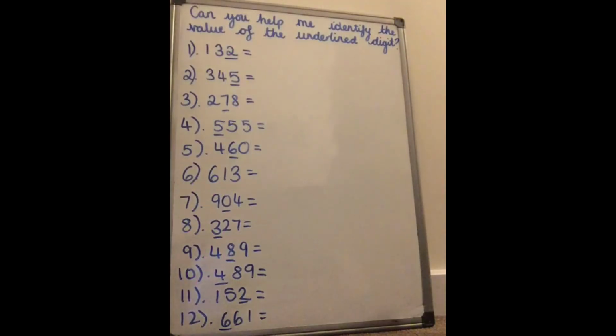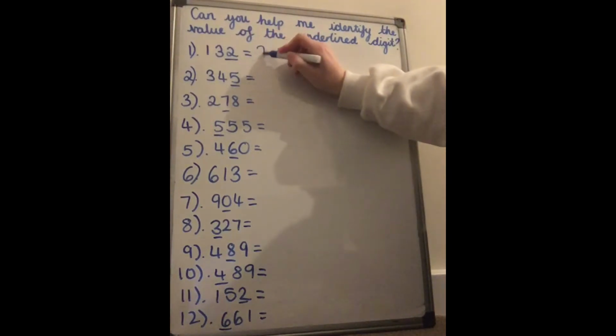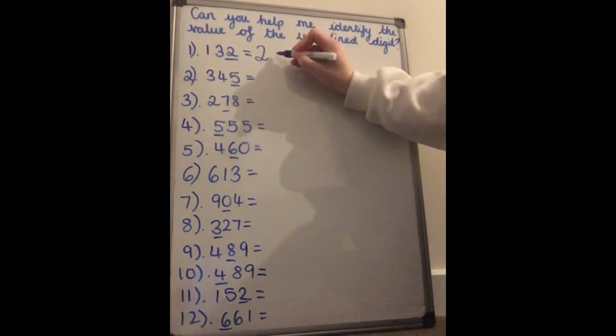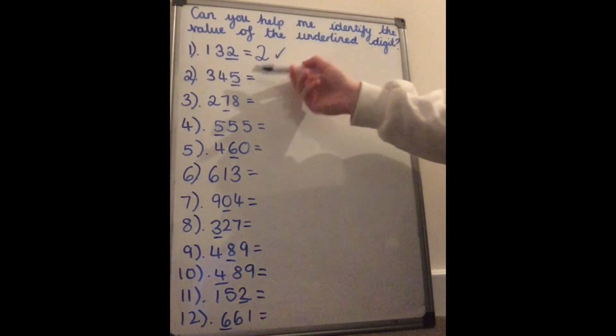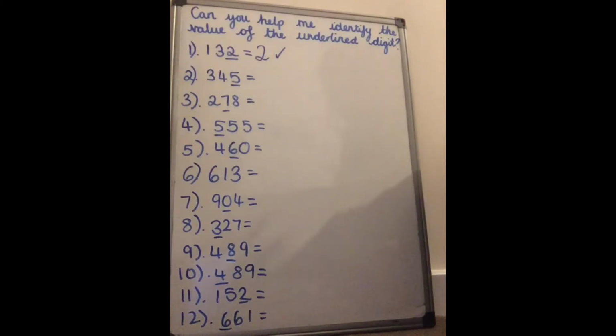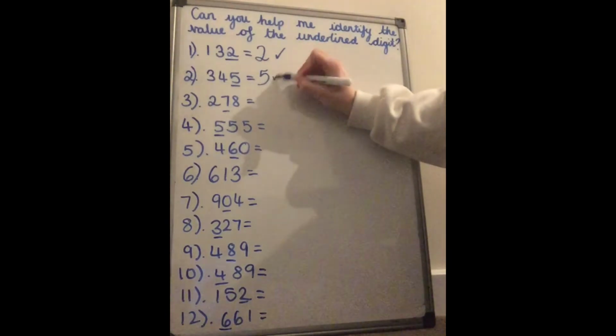Can you help me identify the value of the underlined digit? So we're going to start with number 1. We've got the number 132. The 2 is underlined. What do you think the value of the 2 might be? That value of a 2, because it's in the ones column, it is just a 2. Well done. Now I've got 345. The 5 is underlined. What do you think the value of that 5 actually is? You're correct, it is 5 because it is in the ones column.